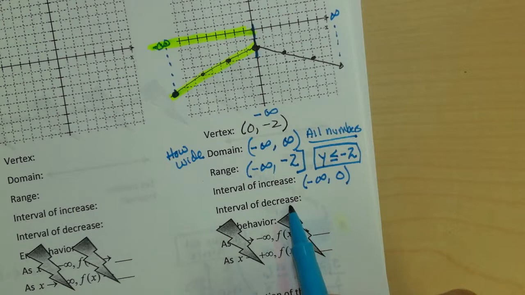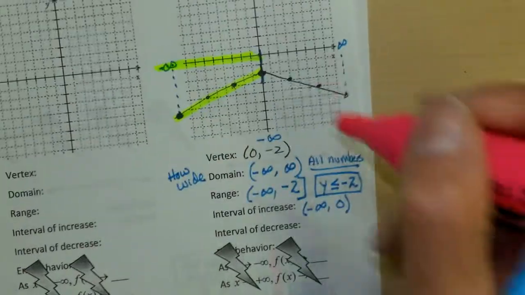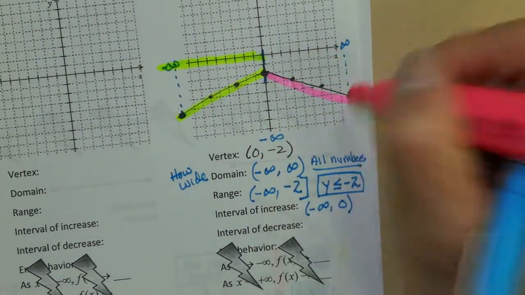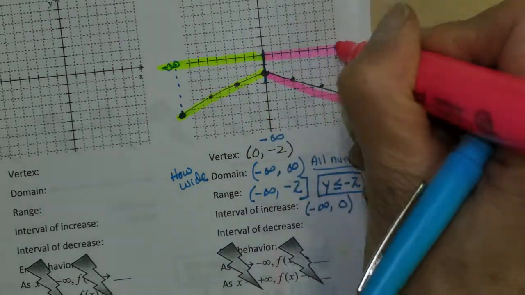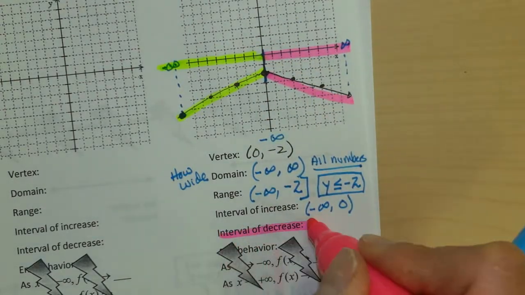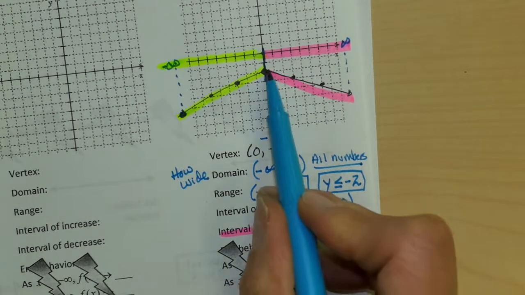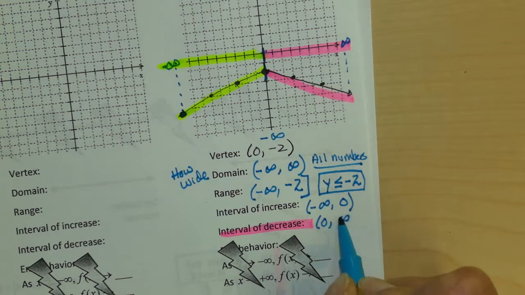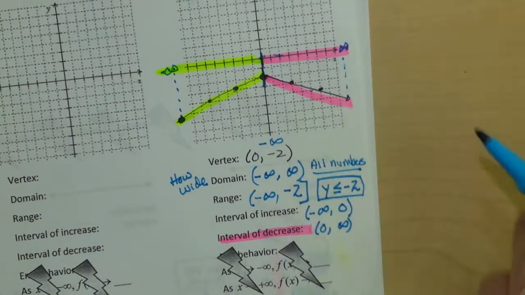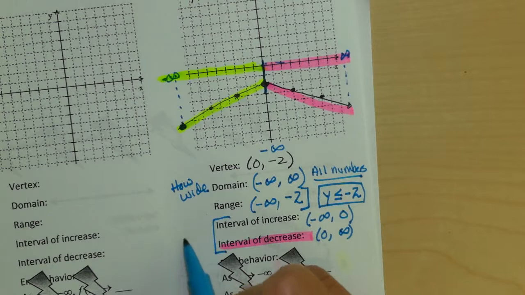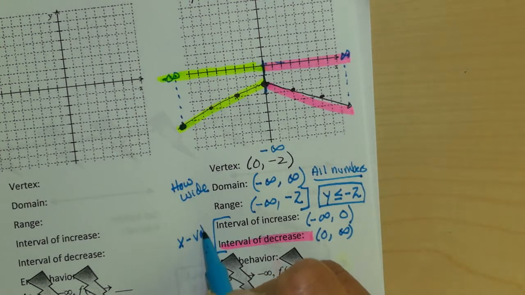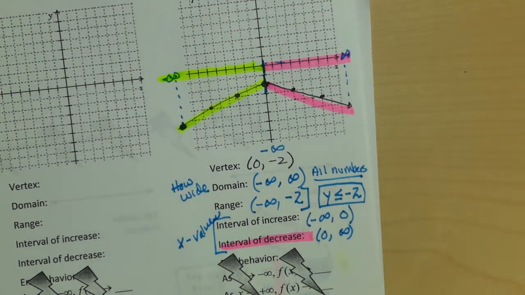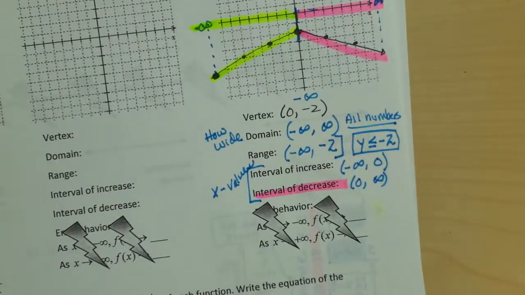My interval of decrease: where do I have a negative slope? Down here. So this part here would be my x values of decrease. So where does it start? It starts where x is 0, and it goes all the way to where x is at infinity. These are always x values is what you look at. I'm going to stop the video here, and I'm going to continue with a couple more problems on another video.